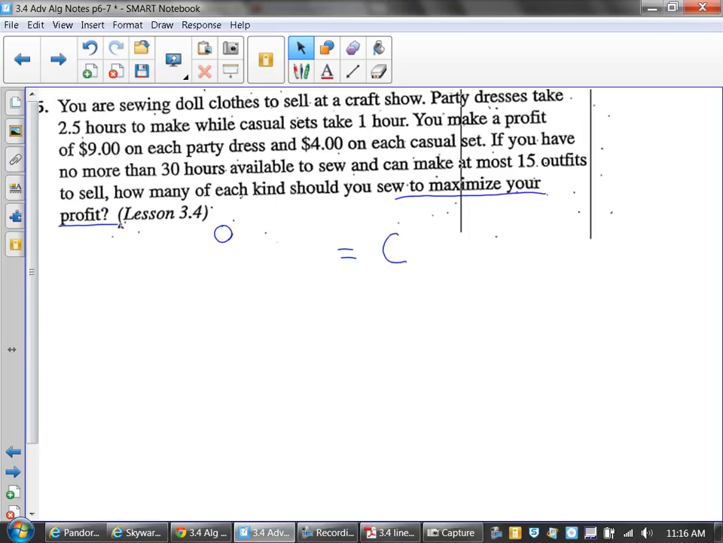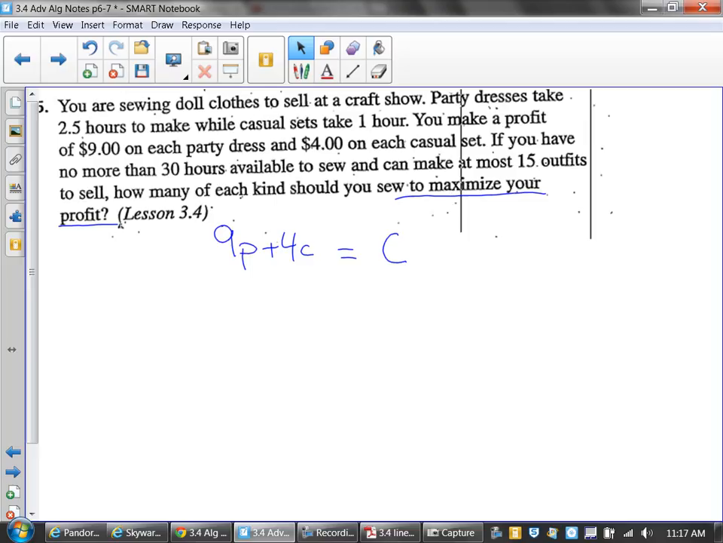Alright, so you make $9 on the party dress, and was it $4 on the casual one? I know I'm using the little c for the variable, and I've always been using that large C for the objective function, because that's how we always write these out. So don't worry, there's not two C's here, okay? So your objective, your goal, is to maximize your profit.